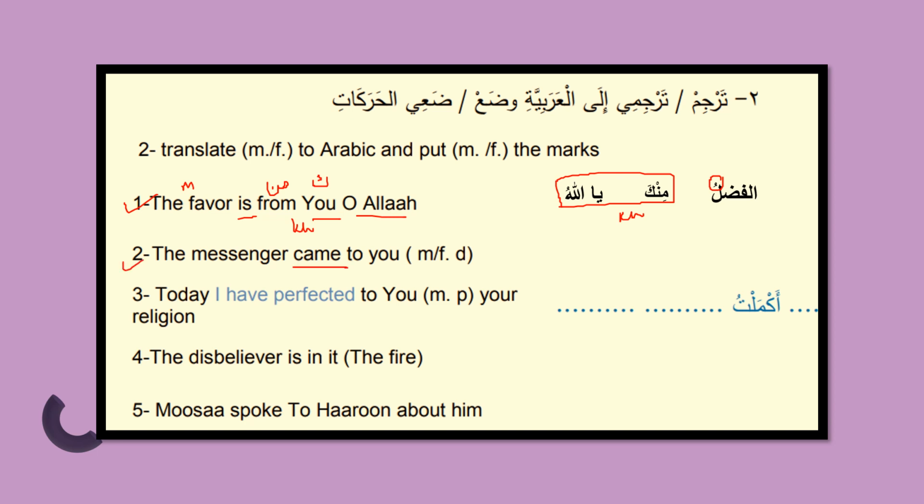Now, the second one: the messenger came. So, our sentence is jumla fi'liya. Came is ja'a, fi'l madi, ja'a. So, who came? The messenger. So, our fa'il, the doer, is the messenger here. So, our sentence starts with Ja'a ar-Rasul. Messenger is ar-Rasul. Rasul is with dhamma, because it is our fa'il.